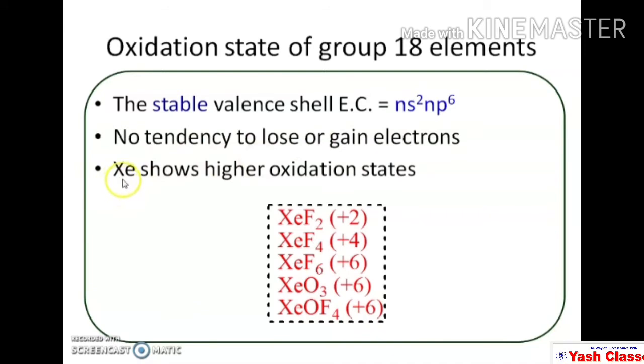But recently it has been discovered that xenon can form certain fluorides and oxides, and in compounds of xenon, xenon shows higher oxidation states like +4, +6. These are some compounds of xenon: xenon difluoride, xenon tetrafluoride, xenon hexafluoride, xenon trioxide and xenon oxytetrafluoride. So in most xenon compounds, the oxidation state is +4 and +6.